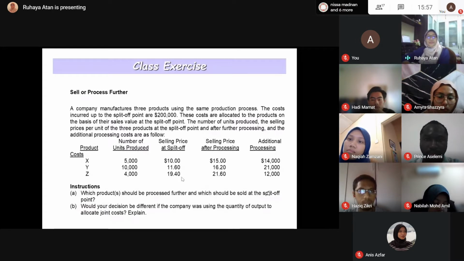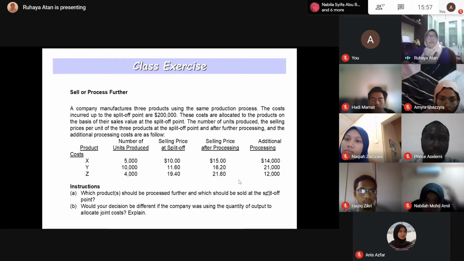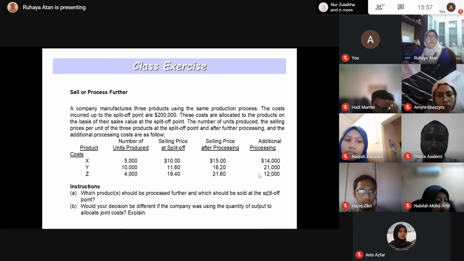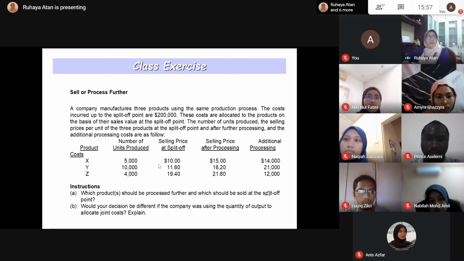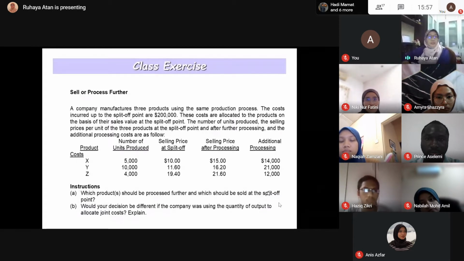But if you process further, you can sell at a higher price: X at $15, Y at $1620, and Z at $2116. But of course, if you want to process further, you need additional processing costs. So you need to incur more costs in order to produce this number of units and sell at $15. So which product should be processed further and which should be sold at the split off point?